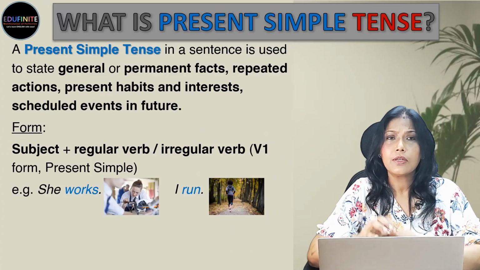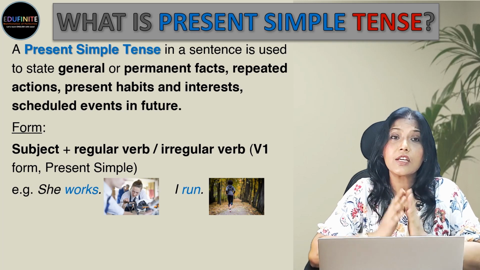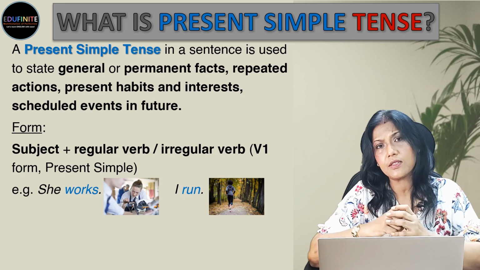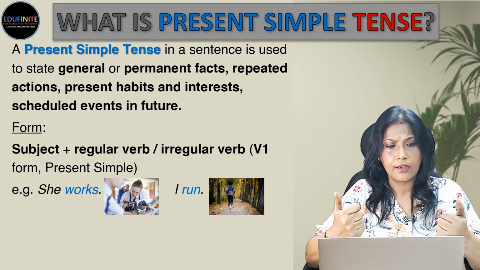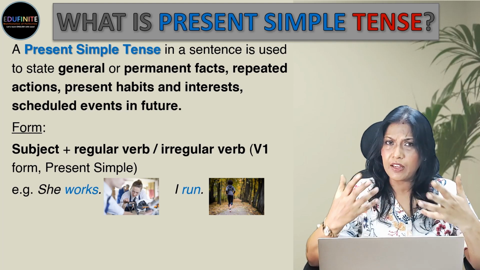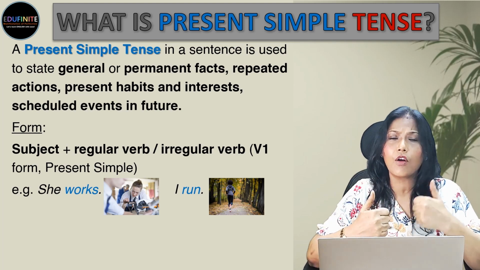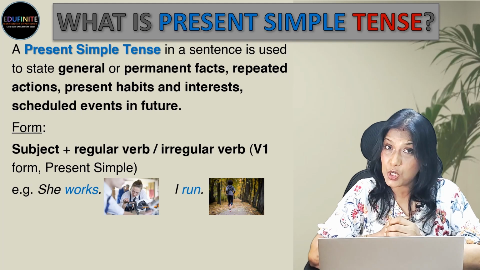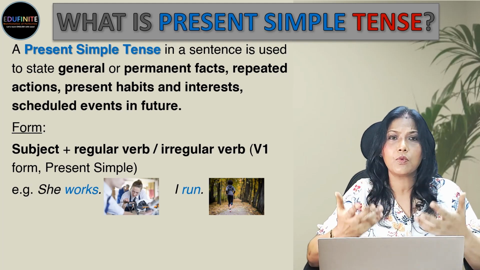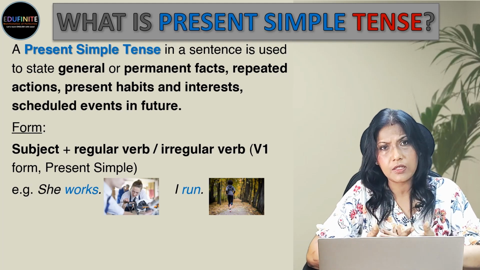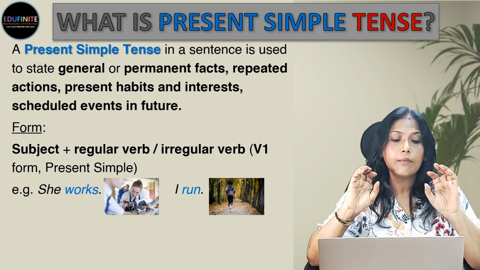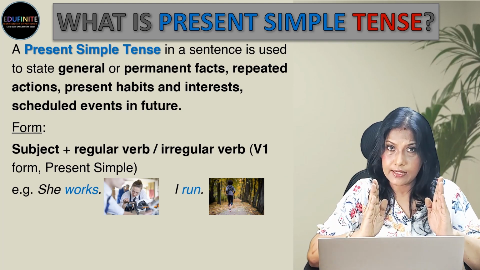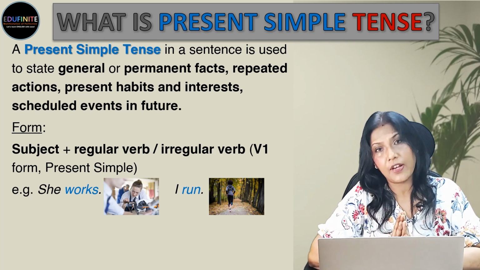Okay, now the basic structure is she works. That means she is always working. So that's something, a permanent fact. That means it's a general or a permanent fact. So we say she works. We can say she works in an office or whatever. We can elongate it. But that's the basic structure of present simple tense.